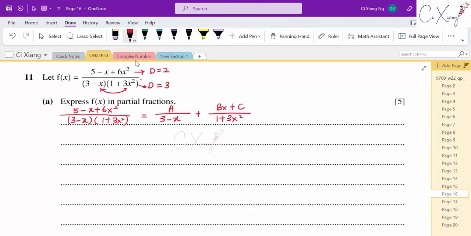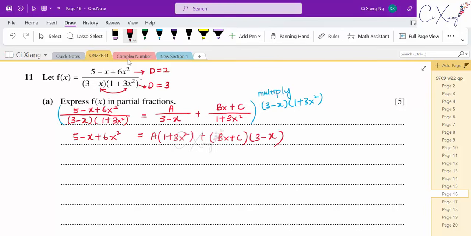Next, I want to make all the denominators disappear. Therefore, I multiply my whole equation and every single term with 3 minus x, and then 1 plus 3x squared. So when I multiply the whole equation with these two brackets, then my left hand side, I left only 5 minus x plus 6x squared. For the A, I cancel off the 3 minus x with 3 minus x. I'm having 1 plus 3x squared. For the bx plus c, because the denominator has been cancelled off, therefore I'm having 3 minus x.